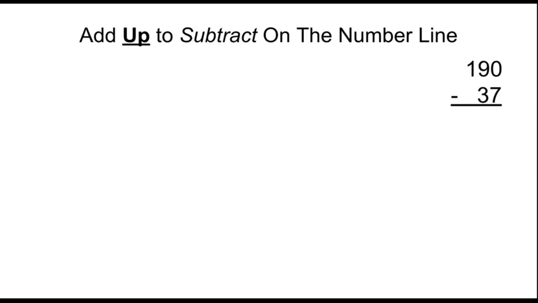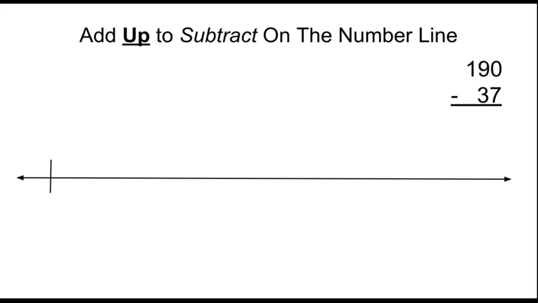So when we add up, we're going to start with that small number. We're going to count up to the large number to find the difference. So we draw our number line and we start with 37. So we want to count up. We want to count up by an easy number. So I'm going to count up 3 more. By counting up 3 more, that takes me to 40.